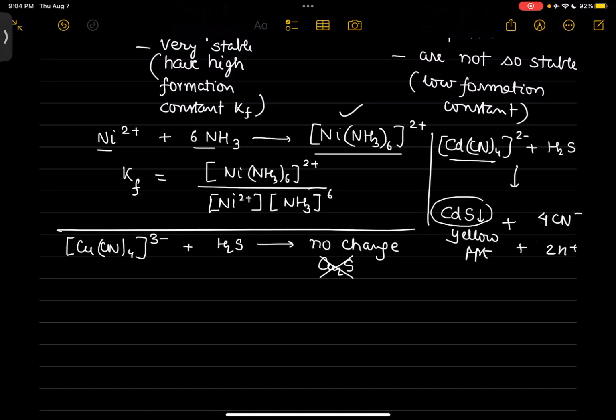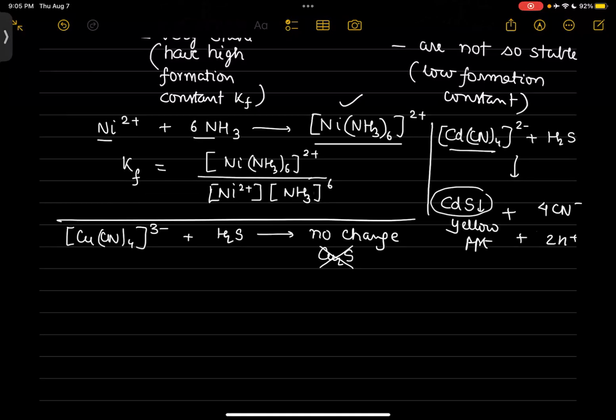What's the problem? The problem is that the cadmium complex was not very stable, so it was able to break apart and react with H2S. Okay, so that was an imperfect complex. Got it? And the copper cyanide complex, [Cu(CN)4] 3 minus, was very stable, very perfect, right? And so it was not able to break apart. Is it clear or not? The meaning of perfect and imperfect complex. Aisha, Marwa, tell me quickly. Jasleen, is it clear?